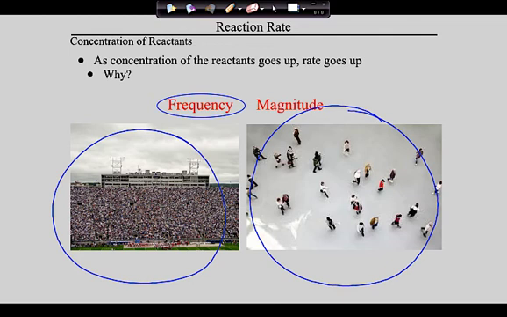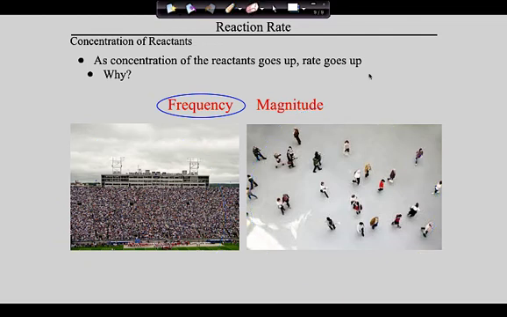Notice in this example, magnitude doesn't change. You don't necessarily run into people harder in the stadium as you do in the plaza. So it's not a question of how hard they hit, it's a question of how often they hit. And then the third thing that we can do in order to make a reaction go faster is increase the surface area. And the idea is this, that as surface area goes up, the reaction rate goes up.